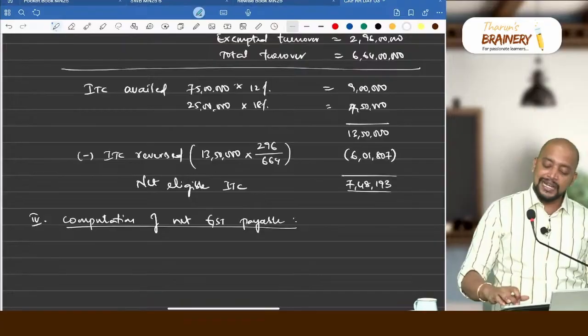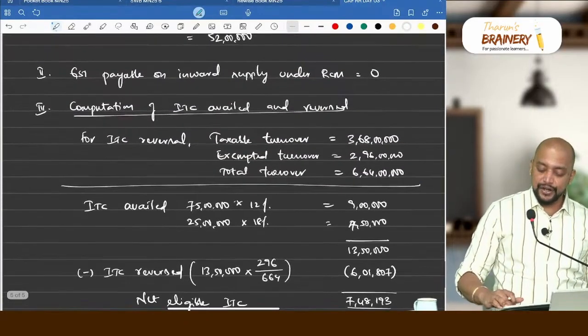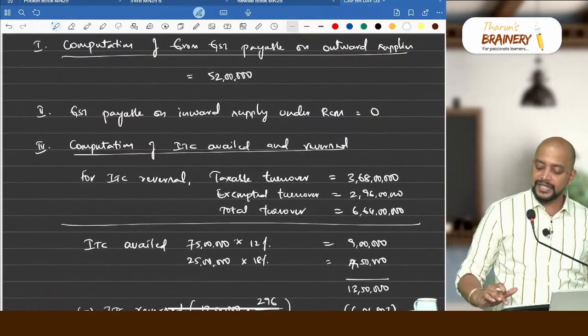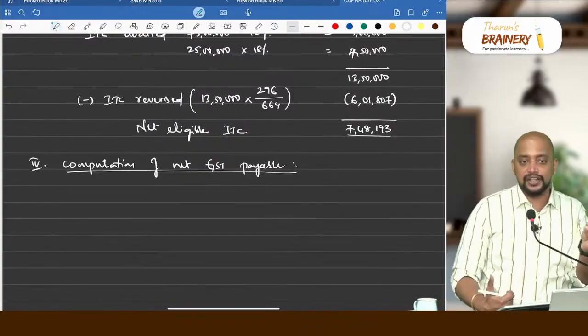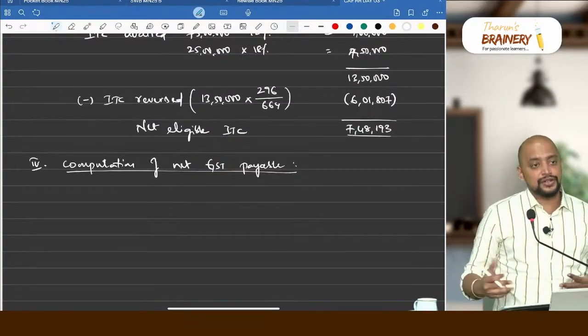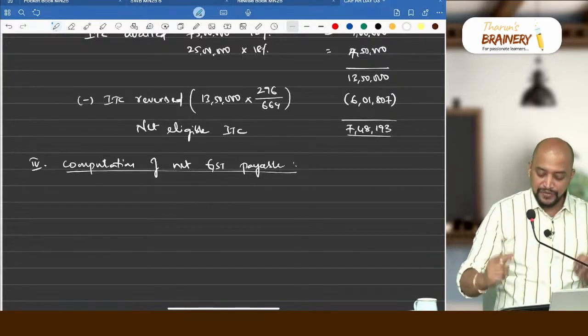But the problem here is, anyhow they have to pay more liability, because their gross liability is 52 lakhs, and 52 lakhs into 1% is 52,000. But their credit is just 7 lakh 48,000. Naturally they will pay net liability more than that. So there is no need to apply Rule 86B here. Got it? This is one step which we need to follow.